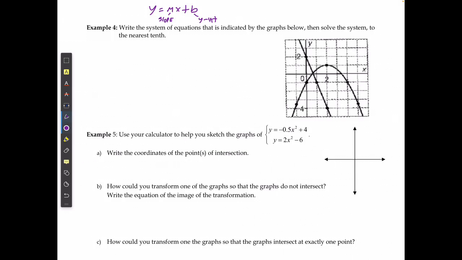So when I take a look at this, I have a y-intercept, or b value, of 2. When I go to the next point, I had to go down by 3 and right by 1 to get there, which means that my slope would equal -3 over 1, or just -3. So I can say that my first equation, y1, is equal to -3x plus 2.